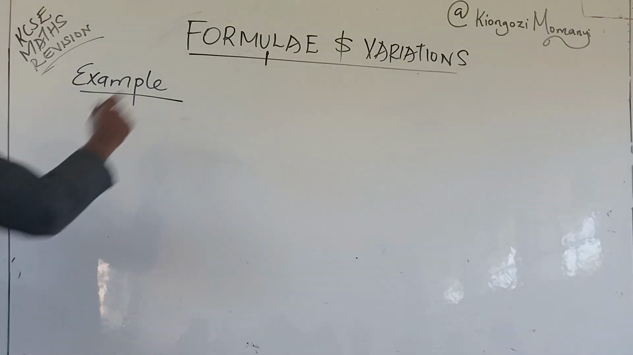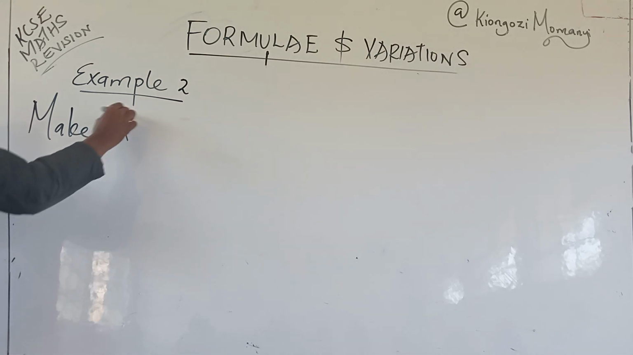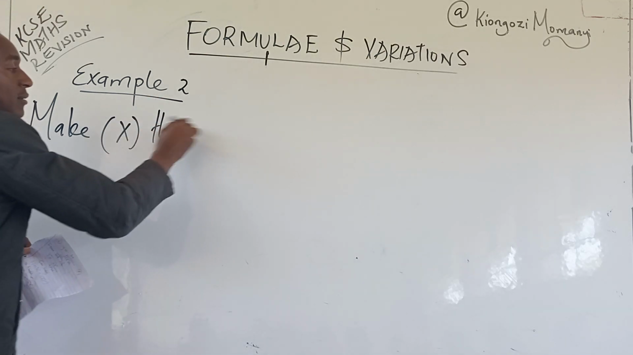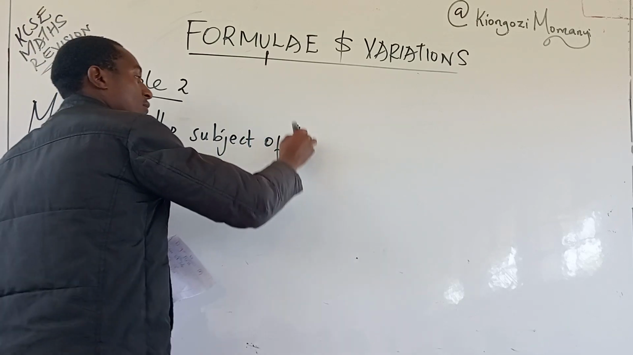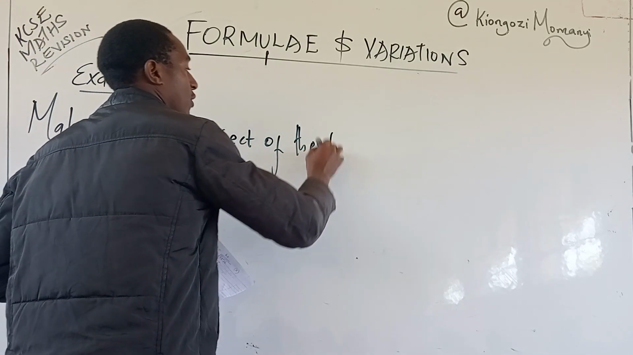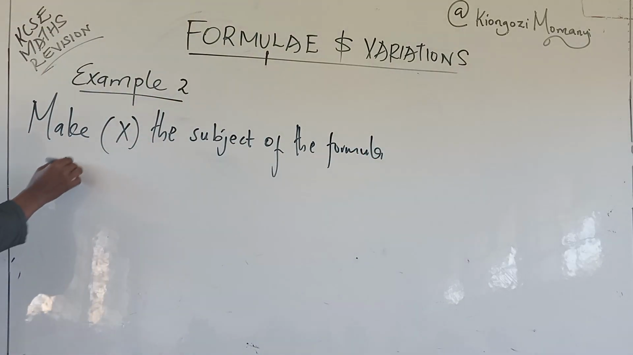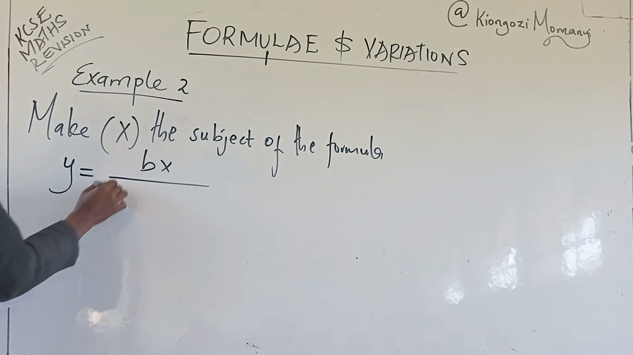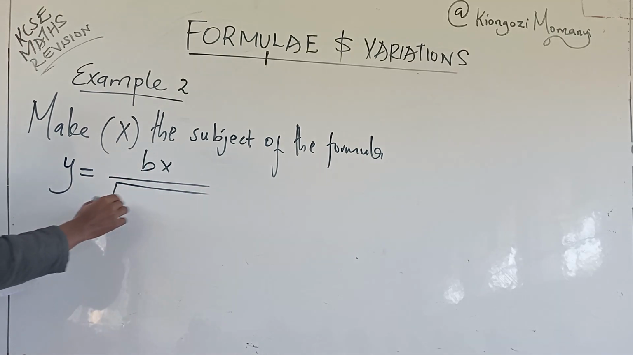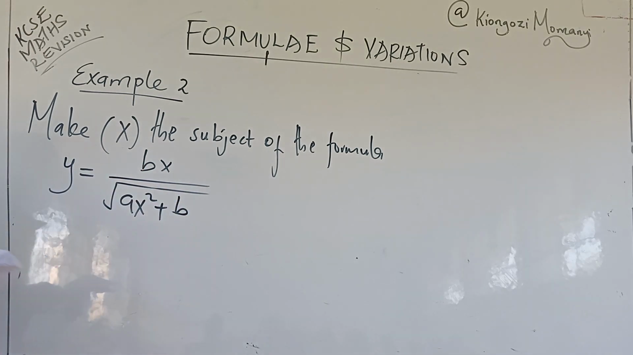Example 2: make x the subject of the formula. The formula is y is equal to bx over square root of ax squared plus b.